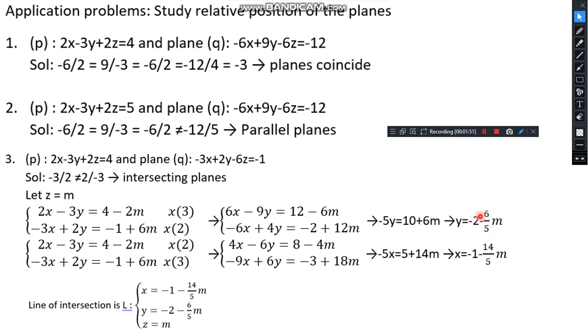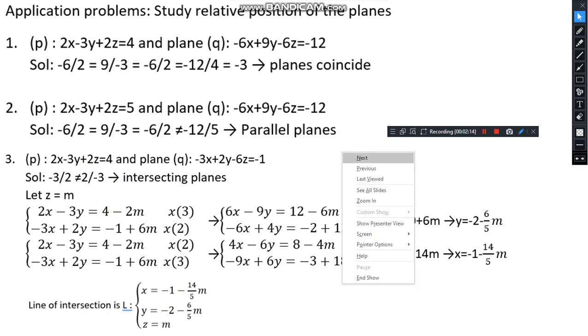So y will be in terms of m. And similarly, you cancel for x. So here you're going to get x equal minus 1 minus 14m. So the line is xyz. It has a directing vector of minus 14 over 5, minus 6 over 5, and 1. And you have one particular point, minus 1, minus 2, and 0. So this is the equation of the intersection between the two planes.